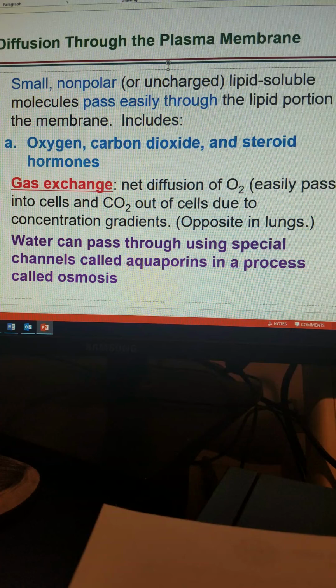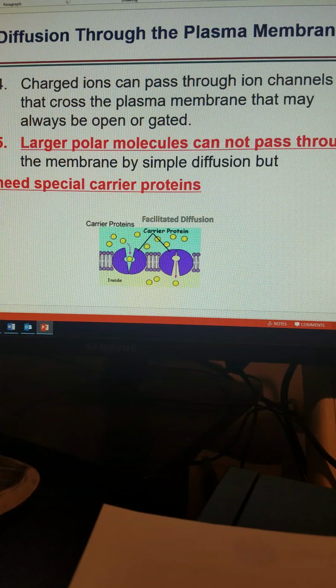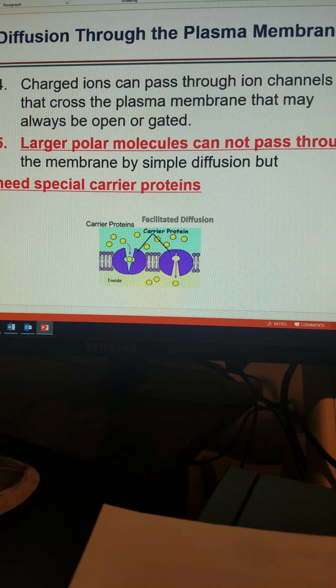Now this may be a question on your homework, and your answer will be aquaporins, and these are just tiny pores in the cell membrane that allow water to pass through. Pretty easy. Alright, what are some things that don't pass through very easily? We'd have to say larger polar molecules cannot pass through the membrane by simple diffusion. If items are too big to pass through the cell membrane, as you see in this picture down here on the PowerPoint, they will in fact use a protein to help them through the lipid bilayer.